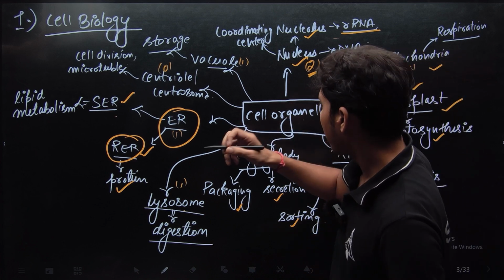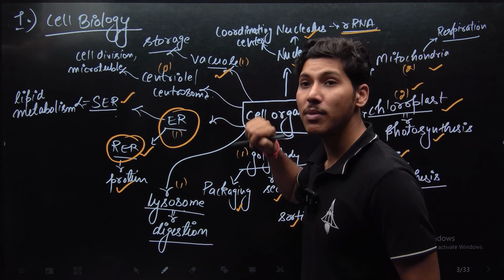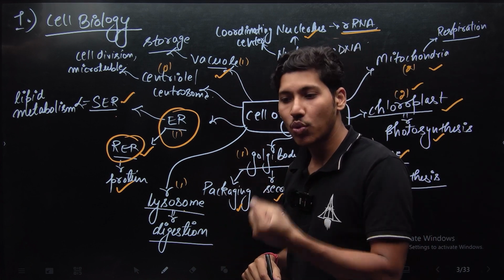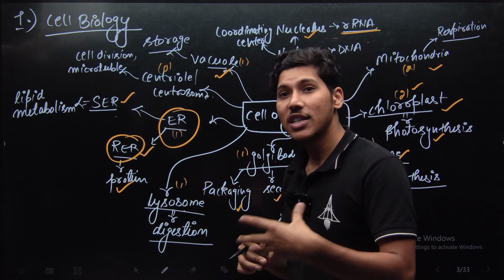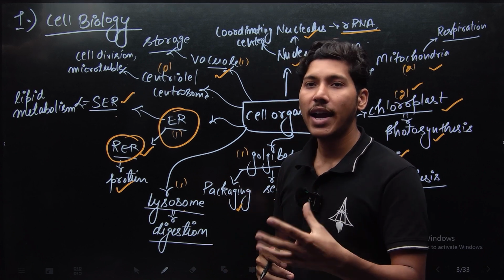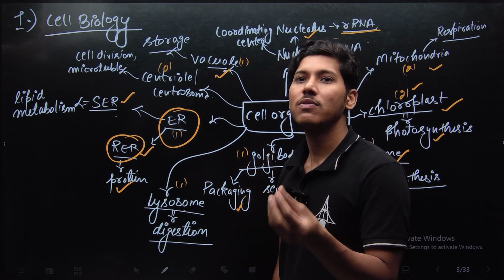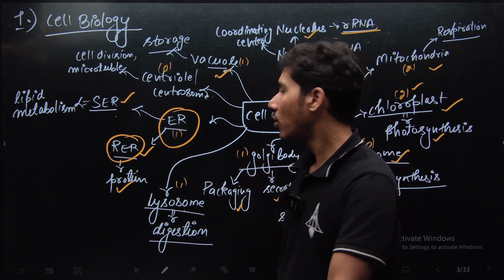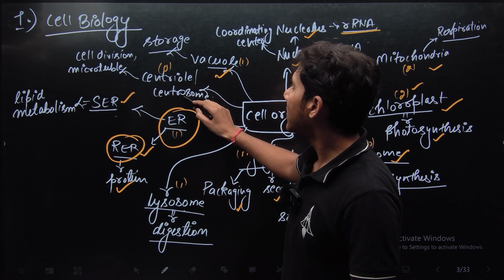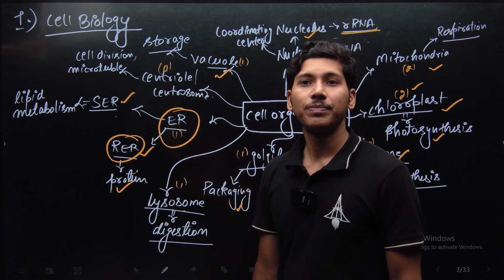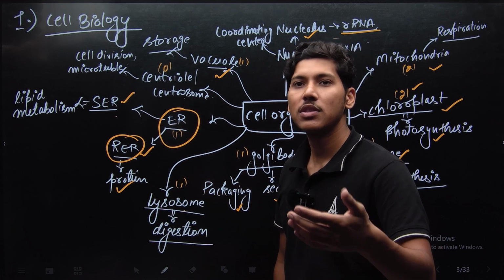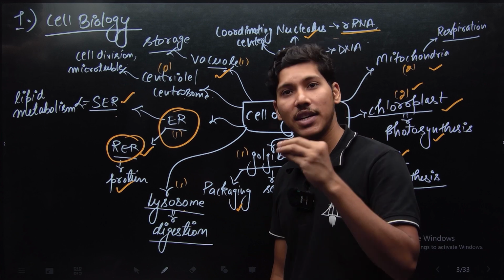Now, vacuole is one structure which is very important because it is involved in the storage of excess water, minerals, and some amount of those substances which are meant to be excreted later. Okay. Centrioles and centrosomes are involved in formation of spindle fibers, which ultimately helps in cell division.